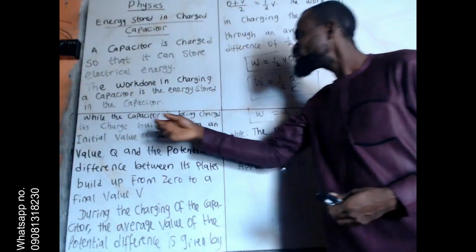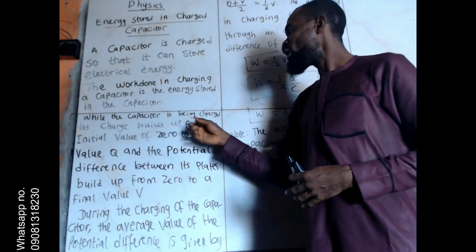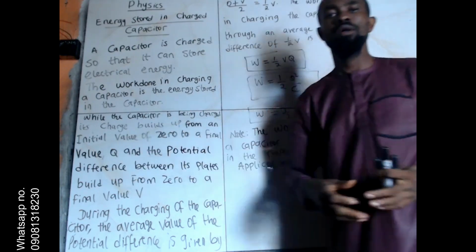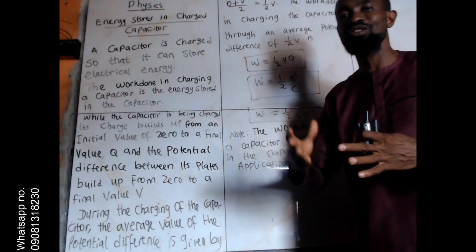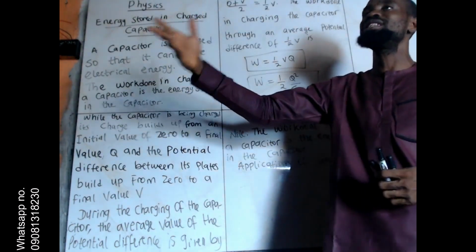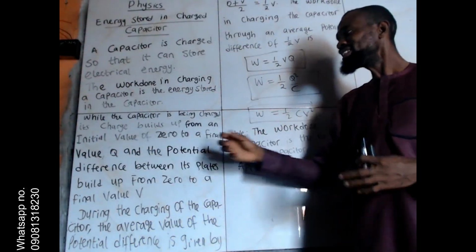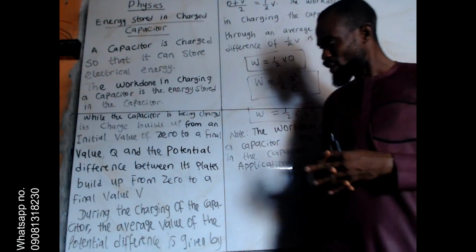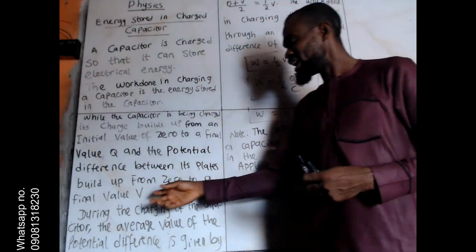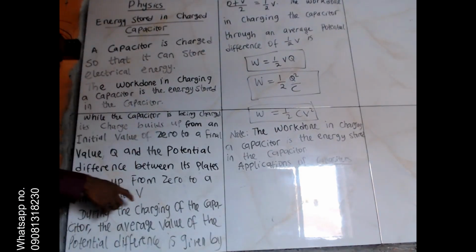Now, while the capacitor is being charged, its charge builds up from an initial value of 0 to a final value Q. Like we have said, before you even charge the capacitor, the charge on each plate is 0. But when you charge it to an extent, you can charge it to a certain value of Q. And the potential difference across the plates before you started was 0. But when you now charge it, you now have a final potential difference of V.